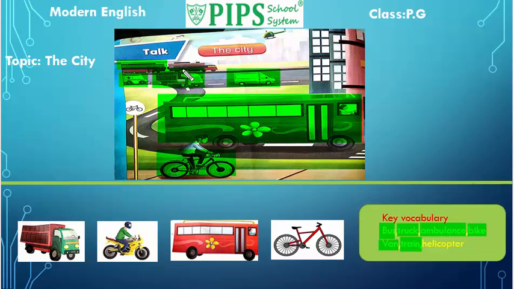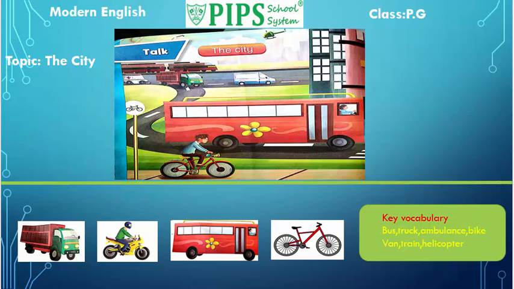This is a train. The last word is helicopter. Do you know where the helicopter is? This is a helicopter. Now students, again read with me. Bus, truck, ambulance, bike, van, train and helicopter.